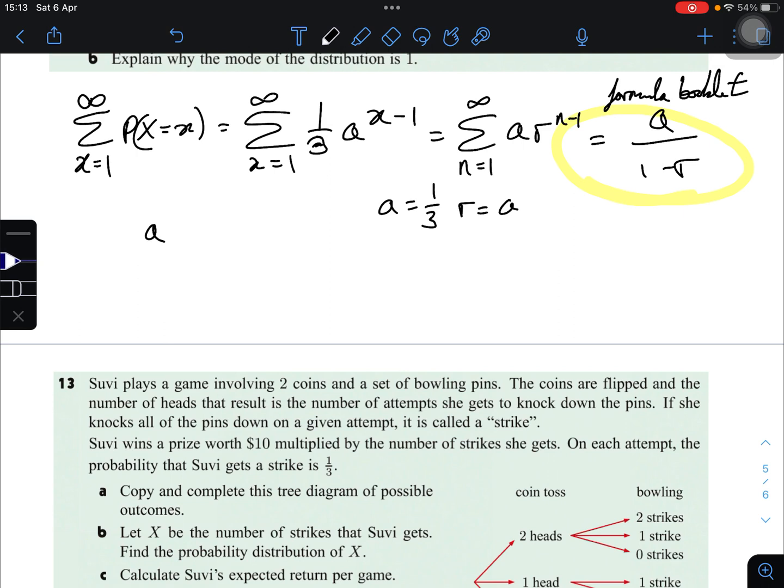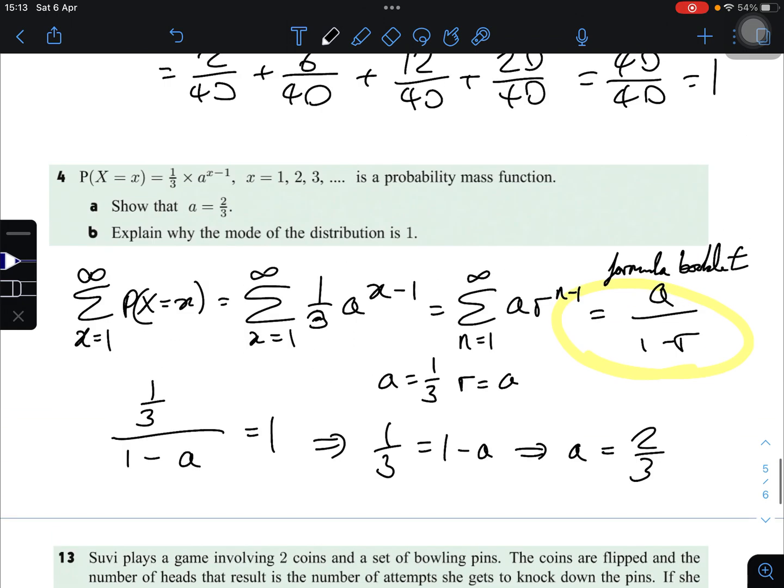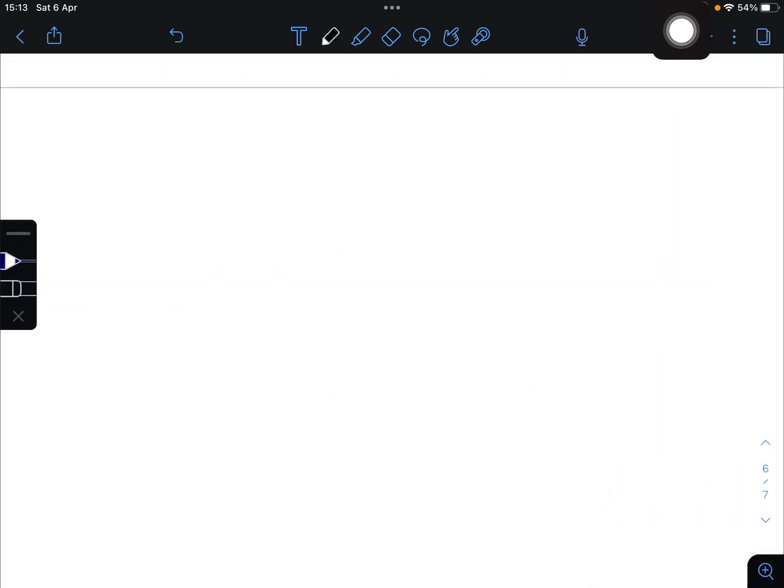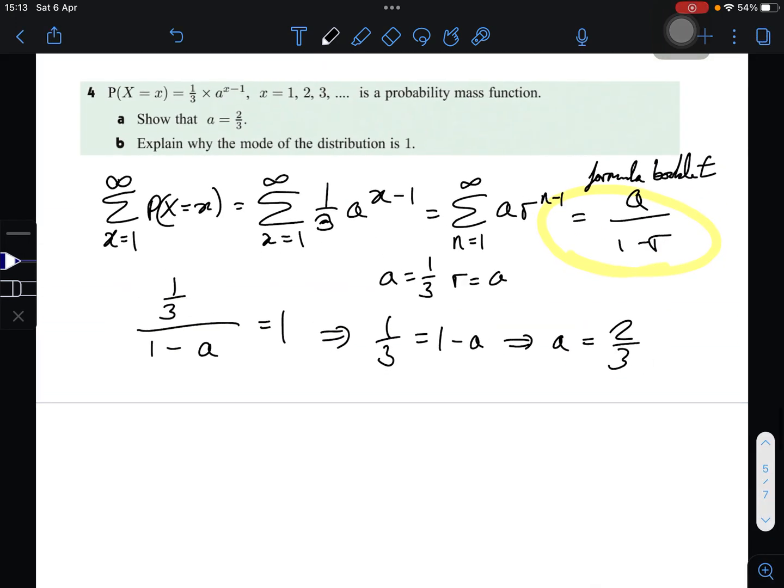And so therefore I know that 1 over 3 over 1 minus r, which is a, equals 1. And then let's just solve for a. So that means that 1 over 3 equals 1 minus a, implying that a must be 2 over 3. That, I think, is quite a cool question, but also quite tricky. So that's why it's probably helpful to watch this video. Because a one like that, I think, unless you were really in the zone of geometric sequences and everything else, you might not necessarily spot that a probability question would incorporate that.